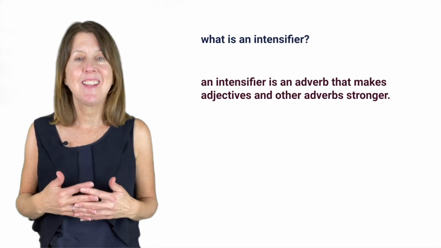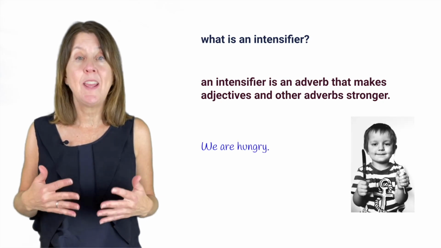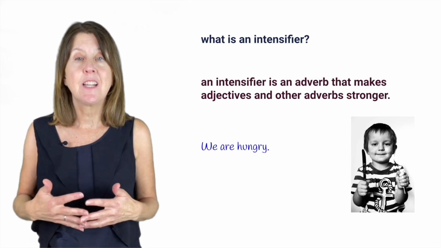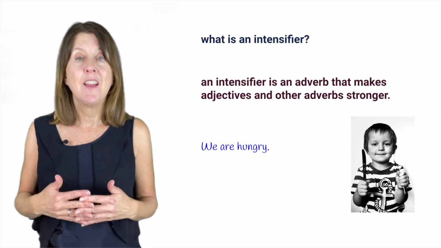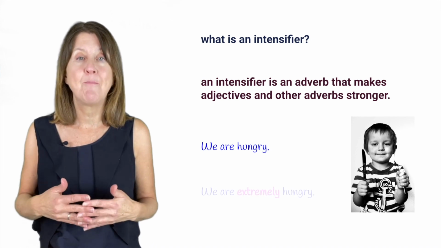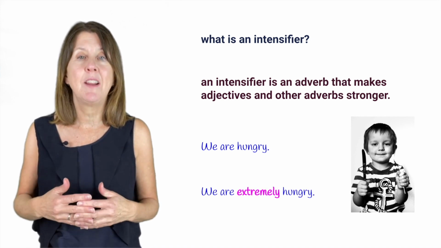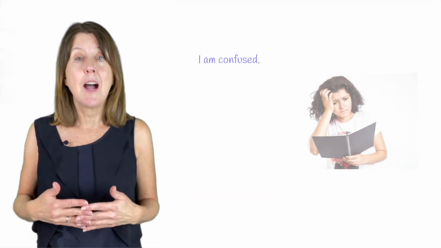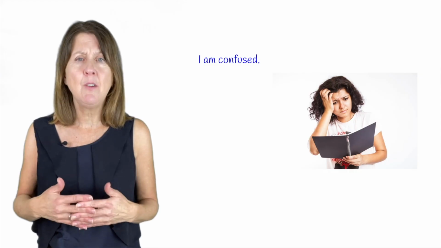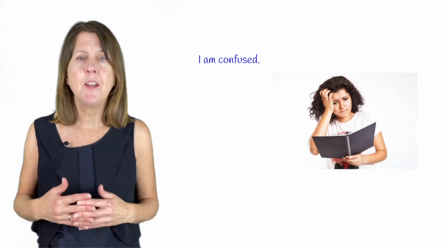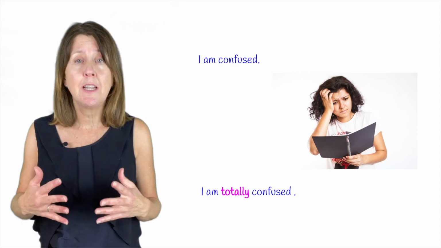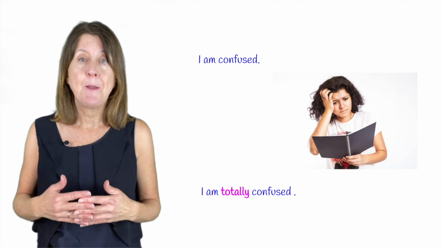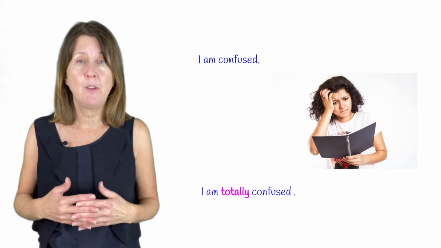So let's take an example. You can say we are hungry, but you want to make it stronger. Emphasize how hungry you are. So you add an intensifier. We are extremely hungry. It makes the sentence more interesting, doesn't it? Or, I am confused. How confused are you? We don't really know. But if you say, I'm totally confused, it adds more power to what you say, doesn't it? It means that you're really confused.